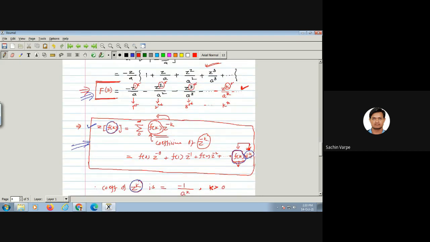You can see here, this is the reference I have given of the definition of the z transform. In the definition of the z transform, it is the infinite summation of f of k z raised to minus k. And when I expand it, f of k is the coefficient of z raised to minus k at the kth position. But here we are getting the coefficient of z raised to plus k.